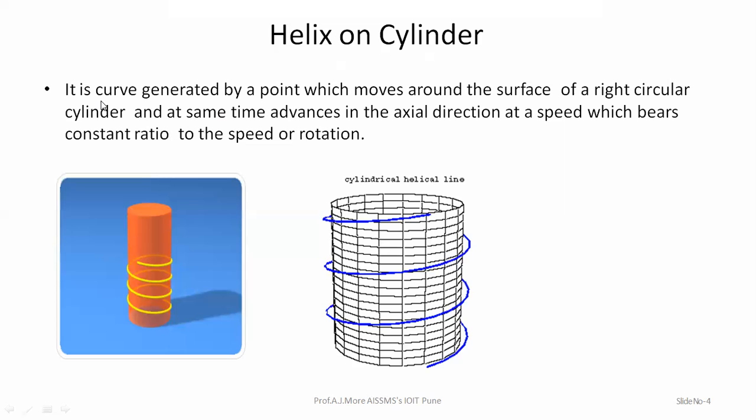So it is the curve, I can say, helix on cylinder. It is the curve generated by a point which moves around the surface of a right circular cylinder, at the same time advances in the axial direction at a speed which bears a constant ratio to the speed of rotation. It should be a constant ratio to the speed of rotation in the axial direction, so that it will be moving around the axis of that cylinder. So that is the right circular cylinder basics.